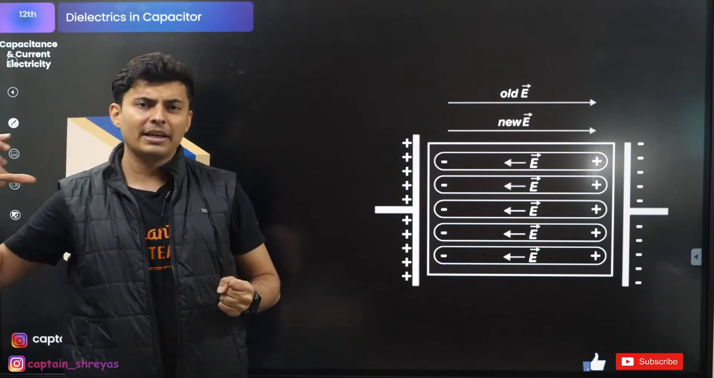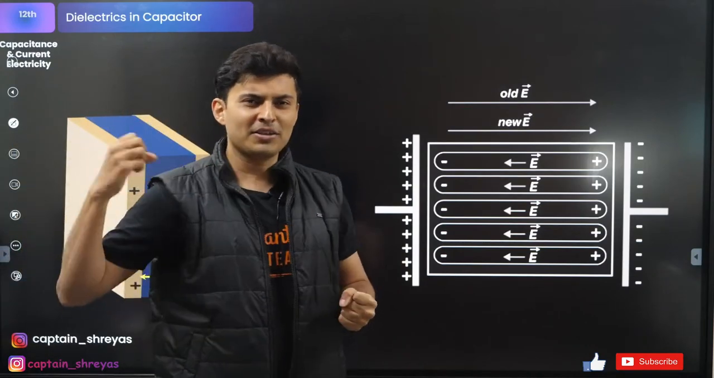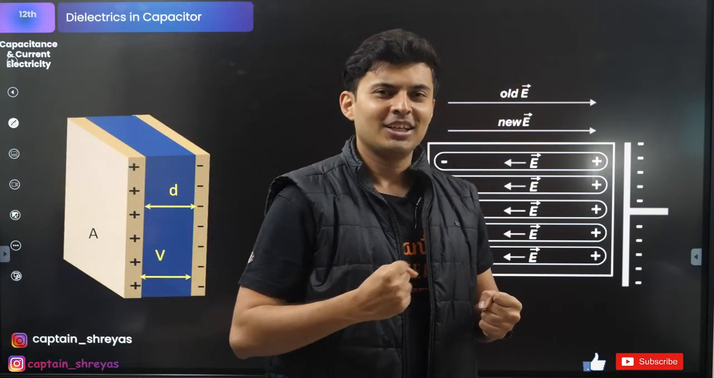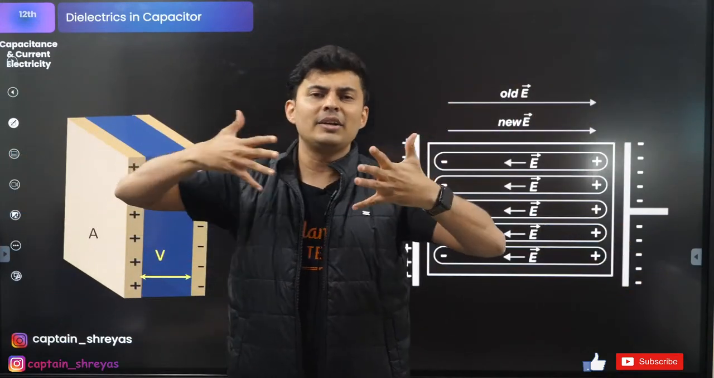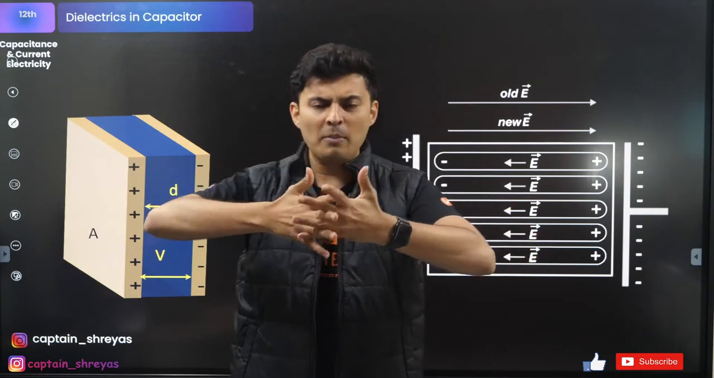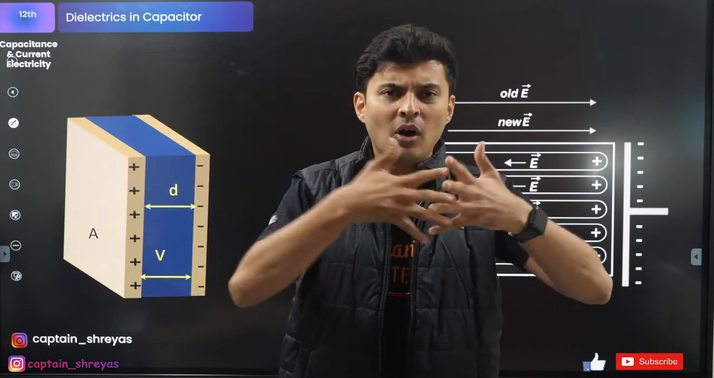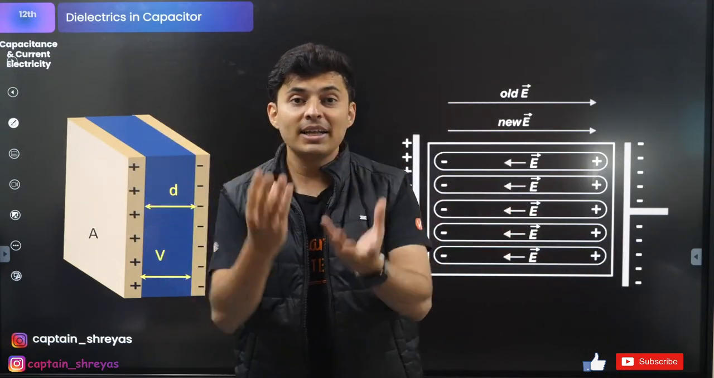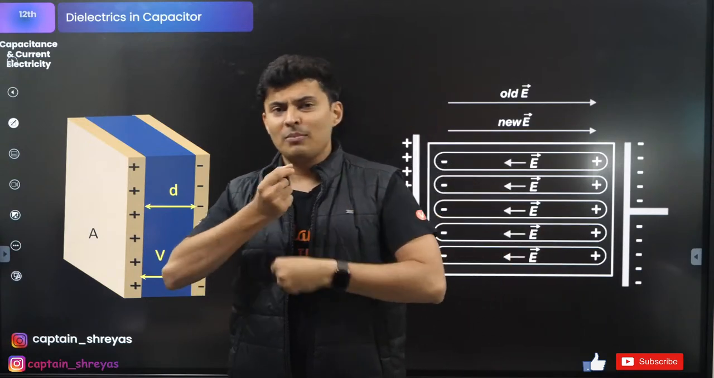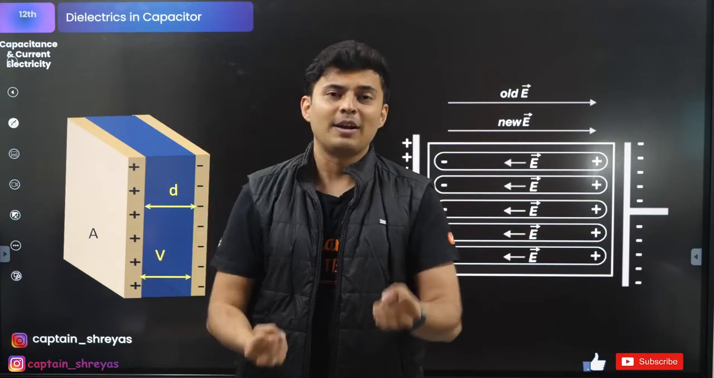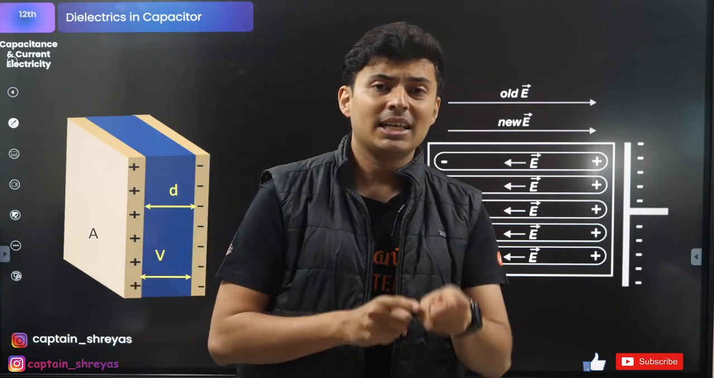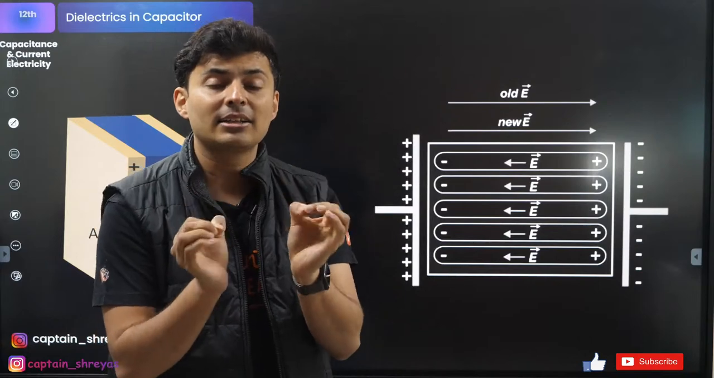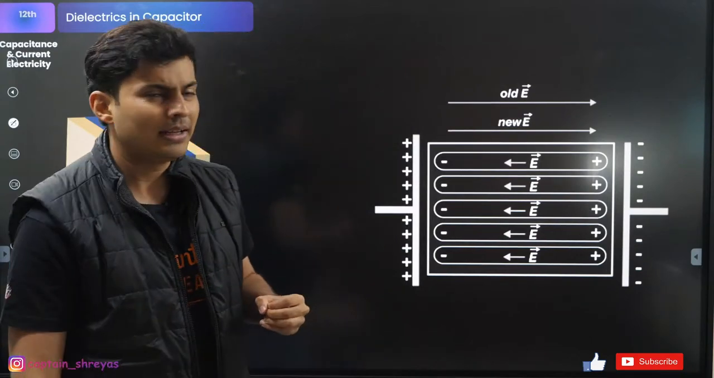Imagine a charge creating an electric field. That field is going everywhere in space. But the moment it enters water or rubber or wood or some material, the material gets polarized, and because of which the field reduces. How much does the field reduce? That is decided by the dielectric constant of that material.